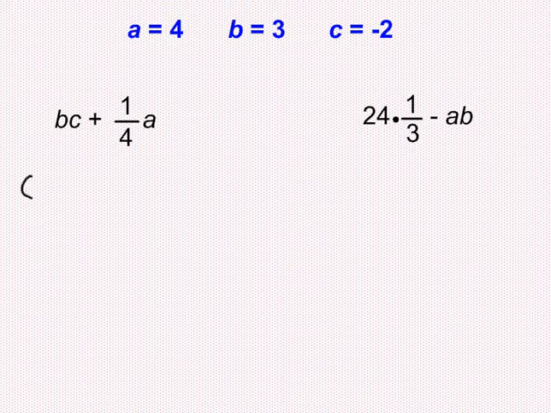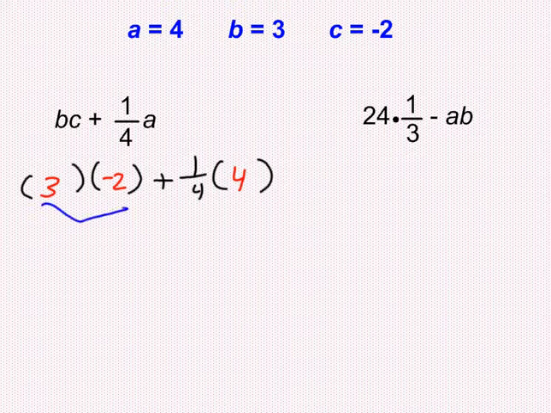Our next example is going to have fractions, usually people's least favorite thing. I'm going to start out as before by putting in my parentheses and recopying my expression. B is 3, C is negative 2, and A is 4. I start out with my multiplication from left to right. 3 times negative 2 gives me negative 6.